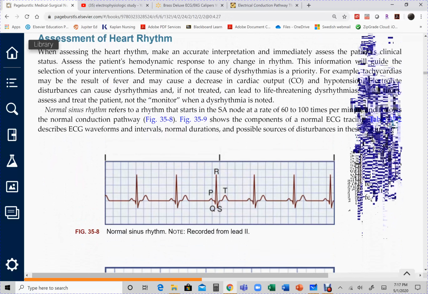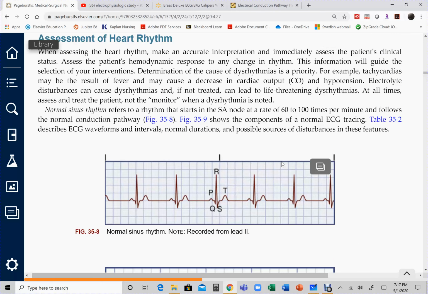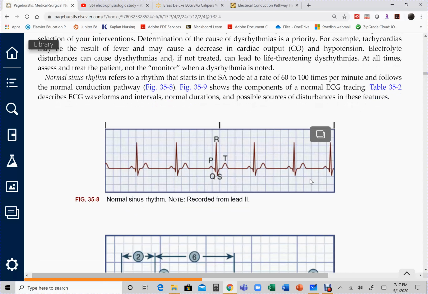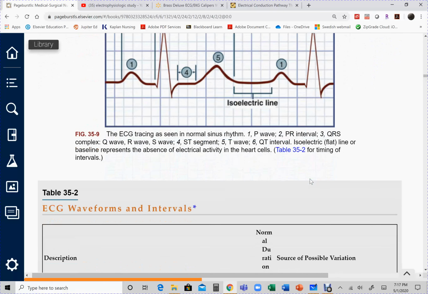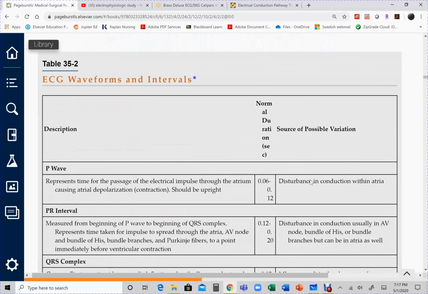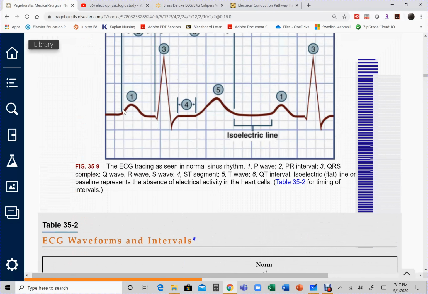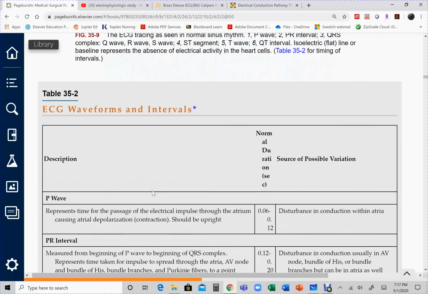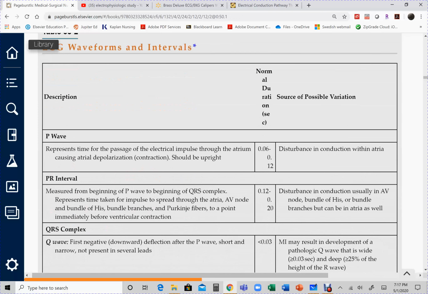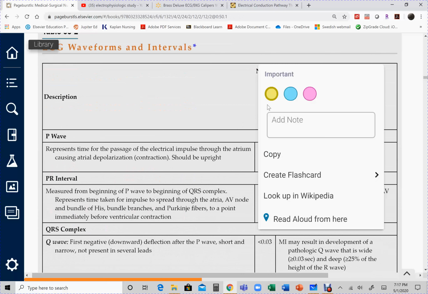Before we can interpret or identify abnormal rhythms, we have to be familiar with a normal sinus rhythm. Figure 35-8 is a normal sinus rhythm. Table 35-2 will explain what each wave and complex represent. The P wave, which is this one here, number 1, represents the atrial contraction. It measures 0.06 to 0.12 seconds.